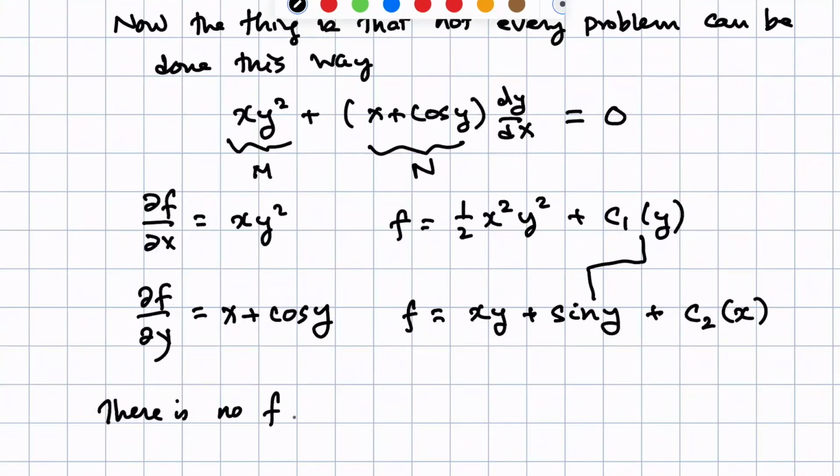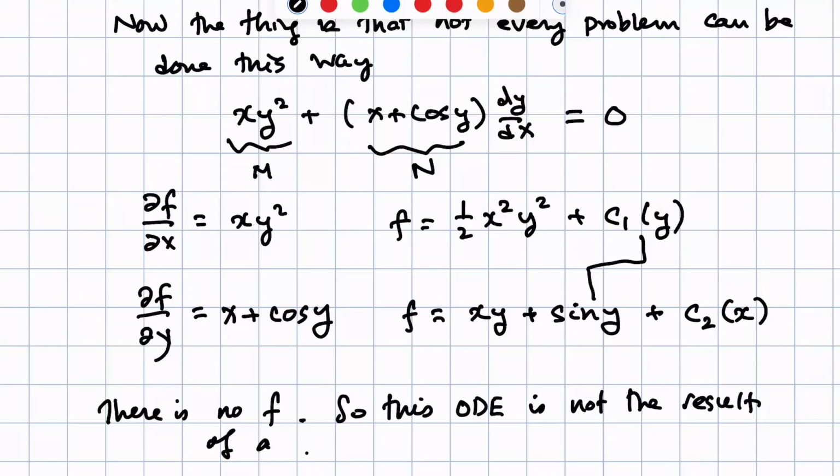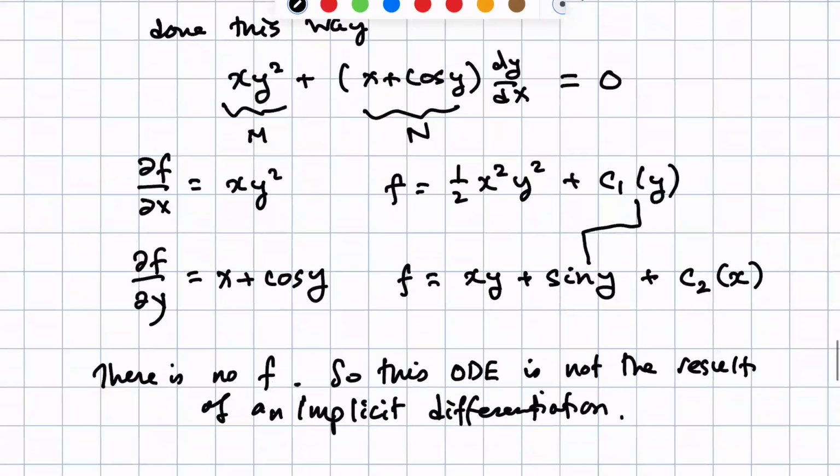So what are we saying? That this is not the result of an implicit differentiation. So this ODE is not the result of an implicit differentiation. So how do we solve it? You have to find some other way, but it's not this way.